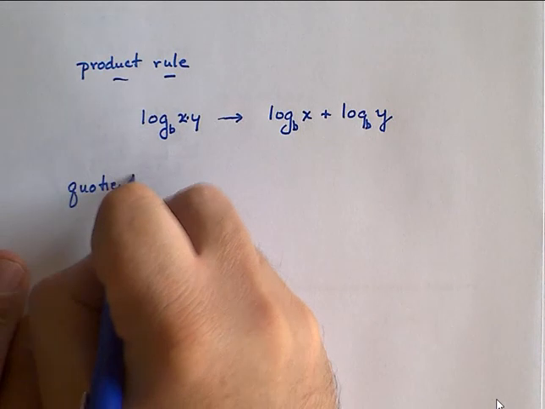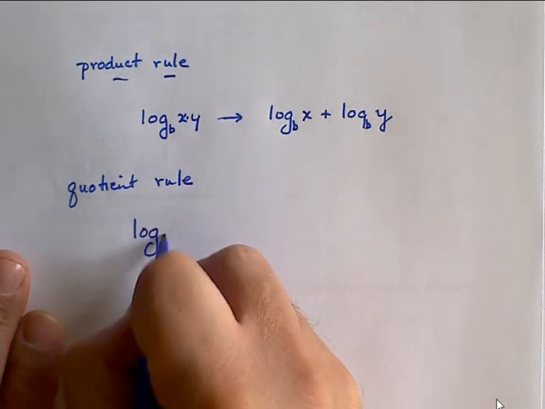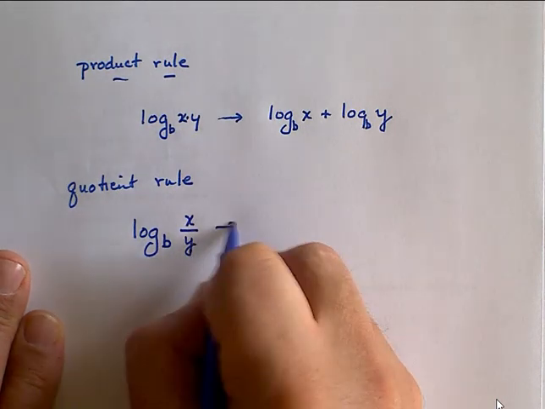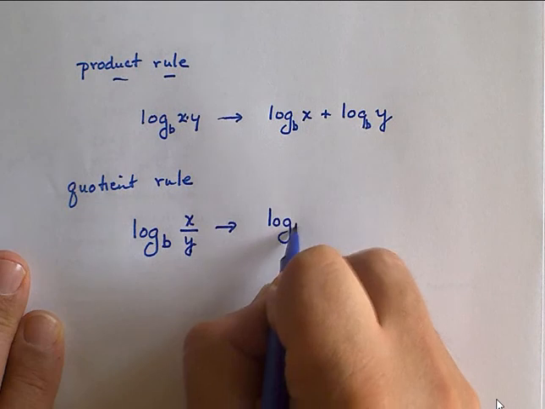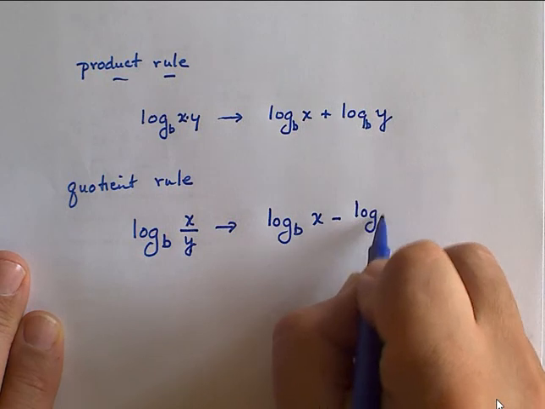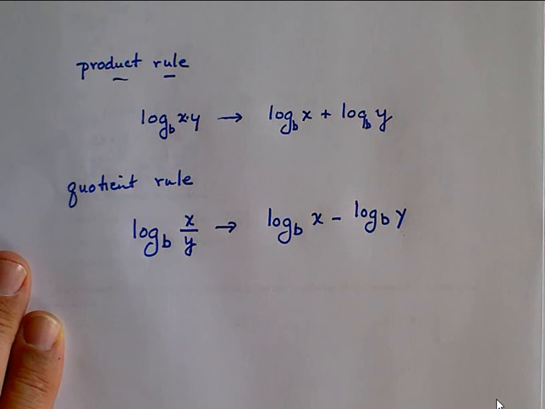Quotient rule: if I have log base b of x divided by y, then again, same idea. I can break it up this time into a difference of logarithms. So you're going to see that. We're going to be rewriting some expressions here. In some cases, we're going to start with an expression on the left and end with an expanded form, like on the right. In the second group, we'll start with the problems on the right and then move backwards.